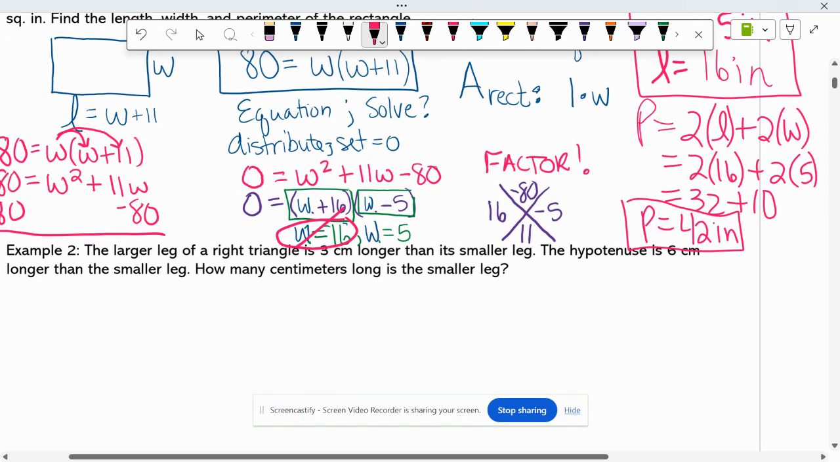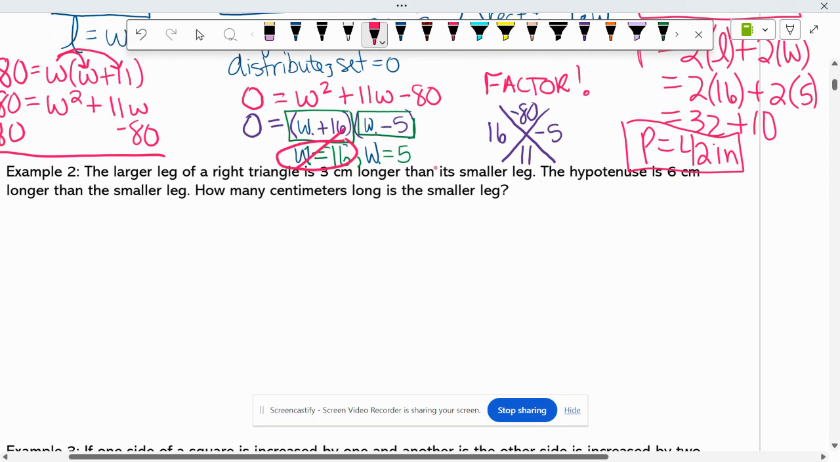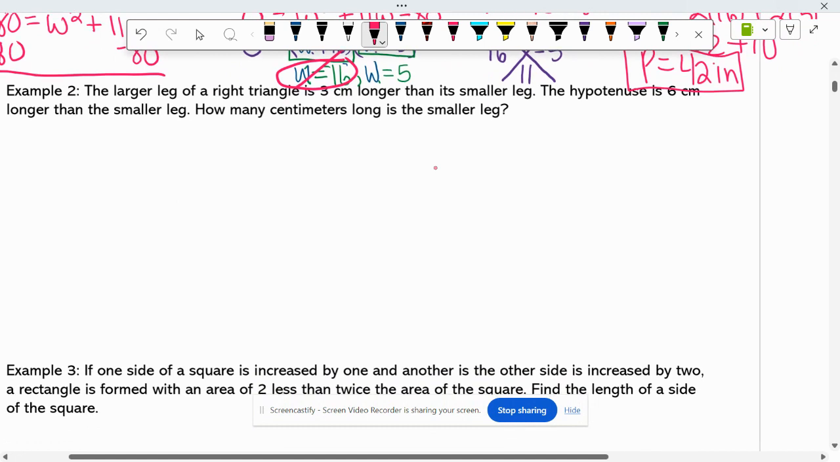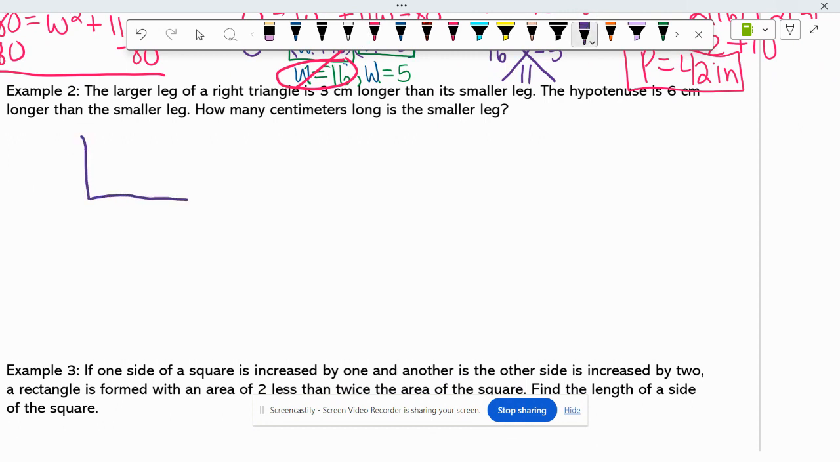Okay. The larger leg of a right triangle is 3 centimeters longer than its smaller leg. So the first thing I'm going to do is draw a right triangle.